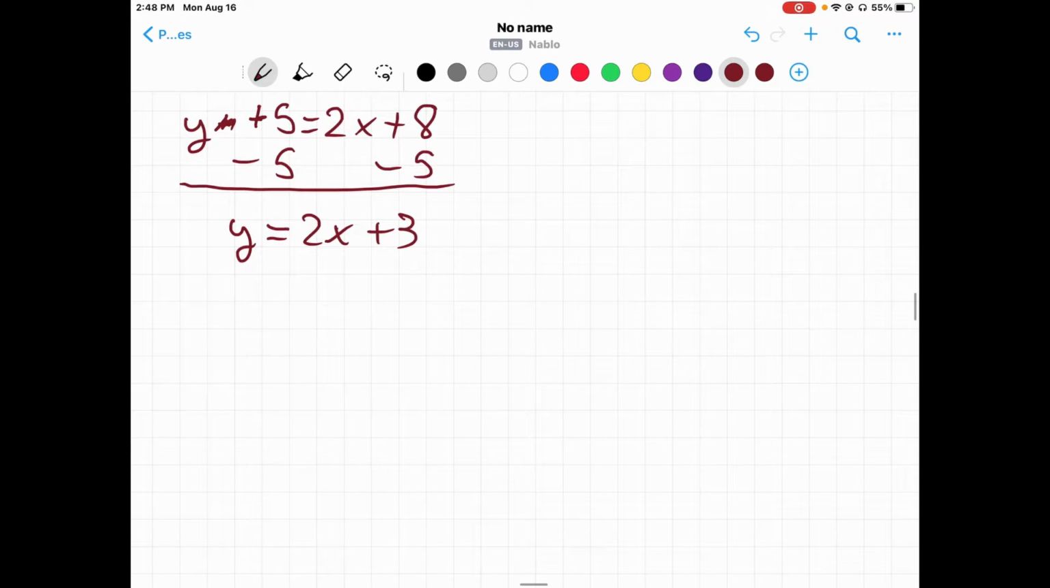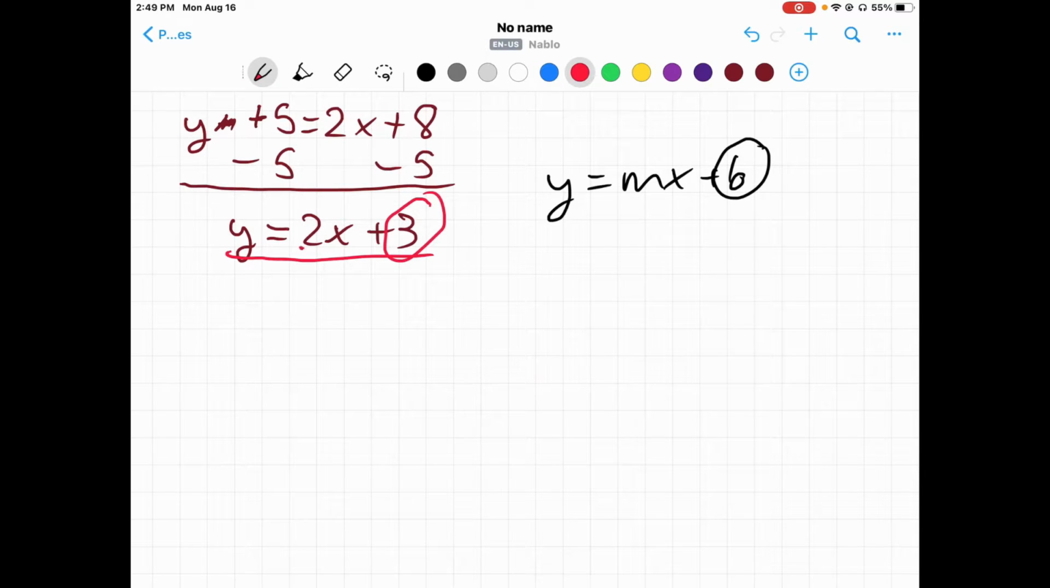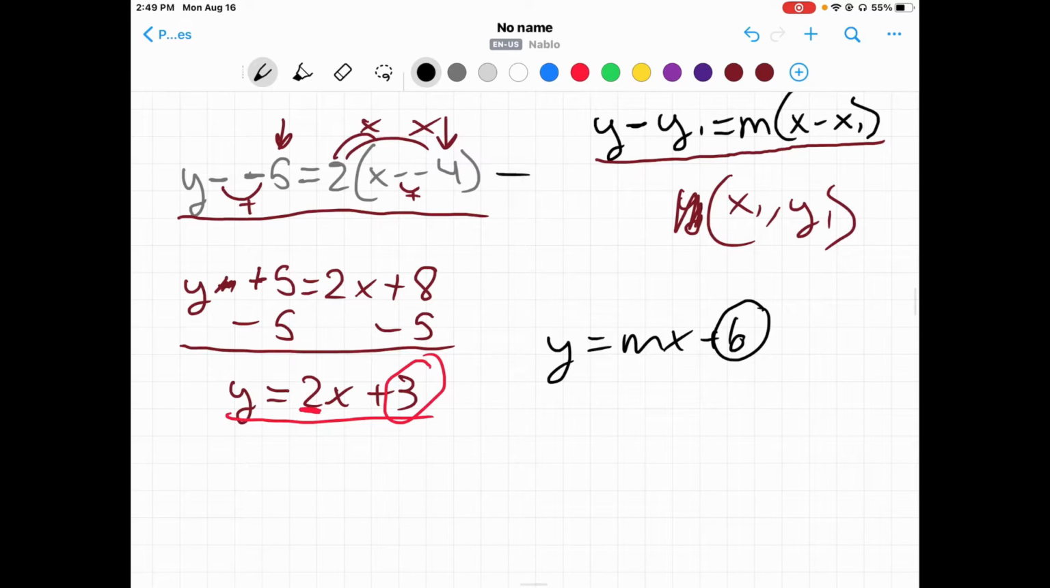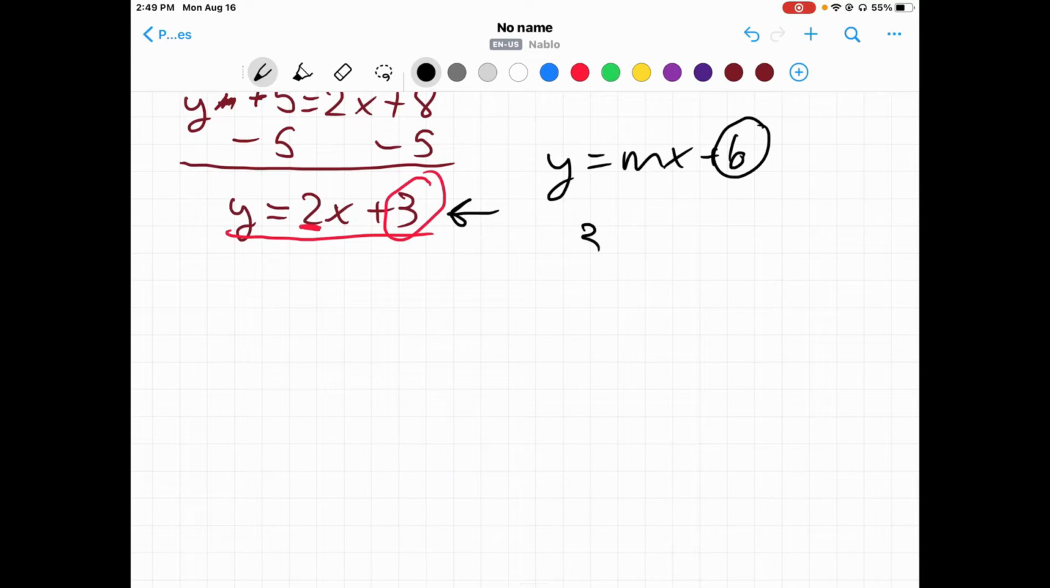Now notice how this is now in slope-intercept form, which is y equals mx plus b, and we can know what the y-intercept is just by looking at b. Now in this case b is 3, and m is a 2, which is the slope that's multiplying x. So now we know that the y-intercept of this equation, which is equivalent to this one, is 3, or it is at (0, 3). When x is 0, y is 3.